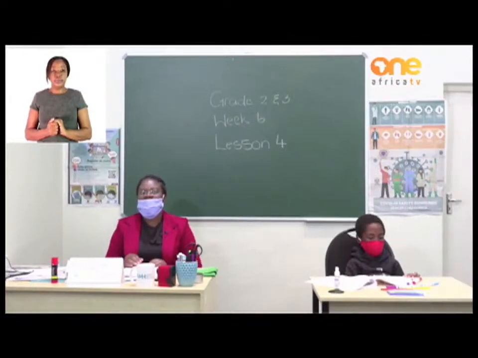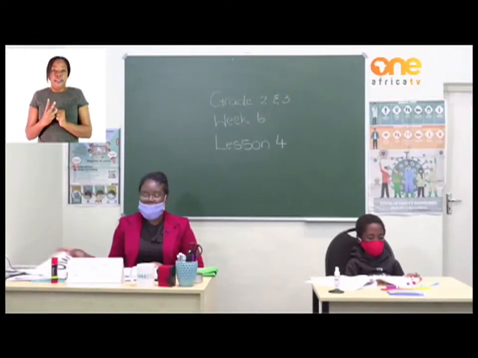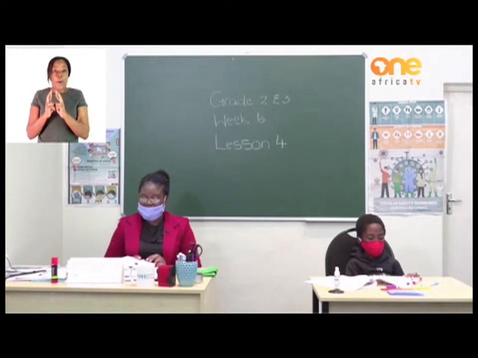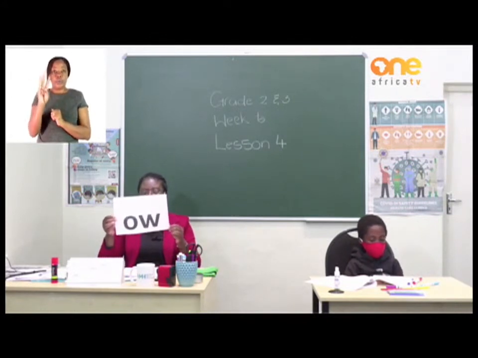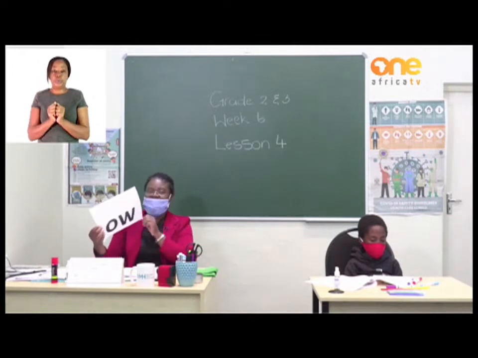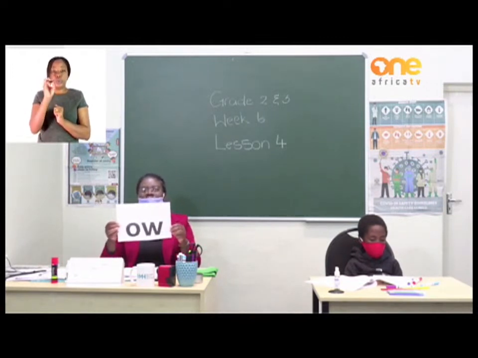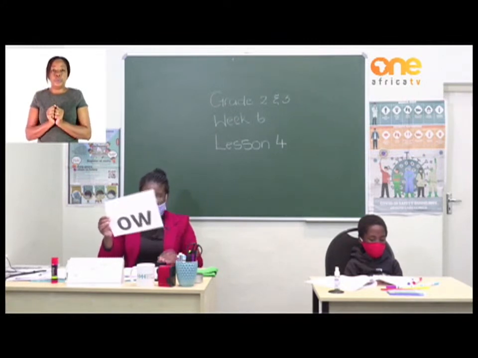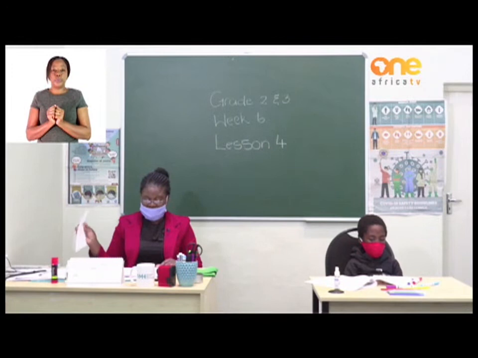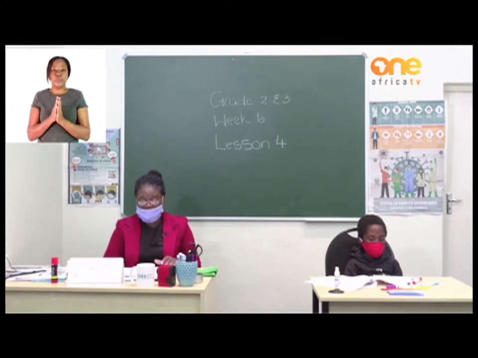Okay, with the grade 2s, I hope you are still with me. We are going to learn about the phonics. Now the phonic that we are going to look at is the O and the W. The O and W. When they are together like that, we say O. Okay. All right.